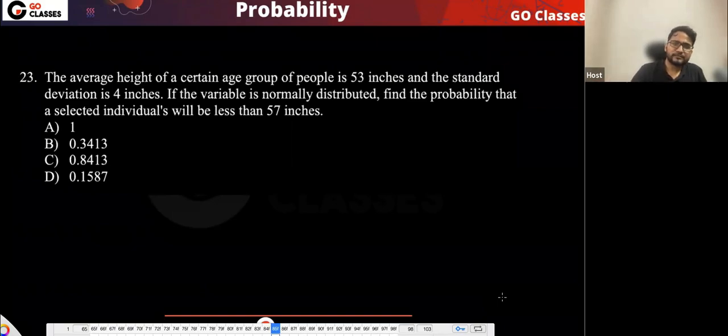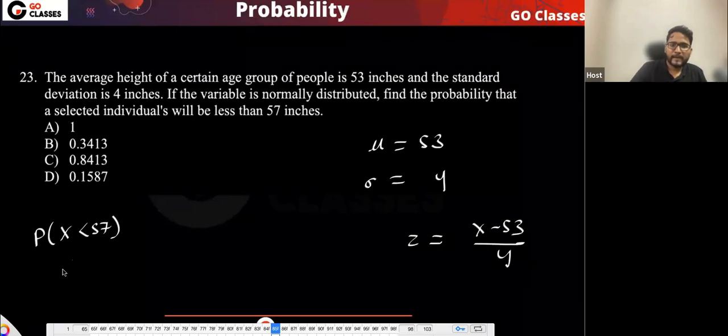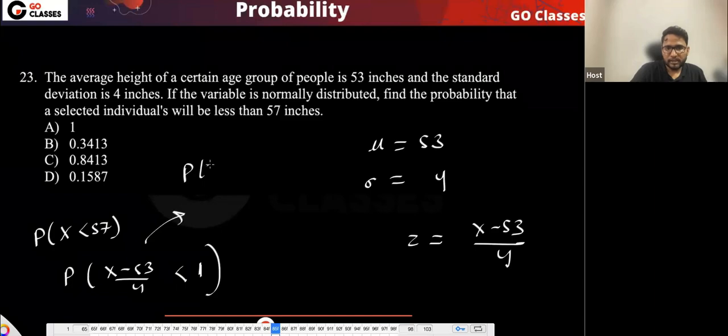Let's see this. The average height of a certain age group of people is 53, which means mu, the average, is given to be 53. The standard deviation, sigma, is given to be 4. If the variable is normally distributed, find the probability that a selected individual will be less than 57 inches, which means the probability of X less than 57. Let's convert that to a Z. Z will be X minus 53 by 4. So this will be 1, right? So it will be the probability of Z less than 1.